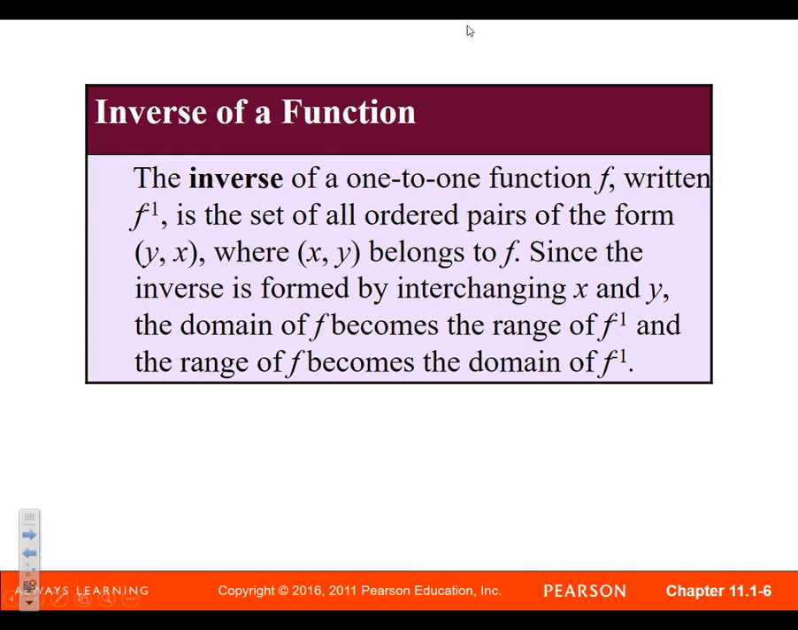This is about notation. This slide here. If we're talking about the inverse function of something, it's written as f to the negative 1. It's not really f to the negative 1, it's just f inverse. Okay? And we use that terminology a lot. It just means it's the inverse function. It's going to be a set of all ordered pairs of the form y, x, where x, y belongs to f.